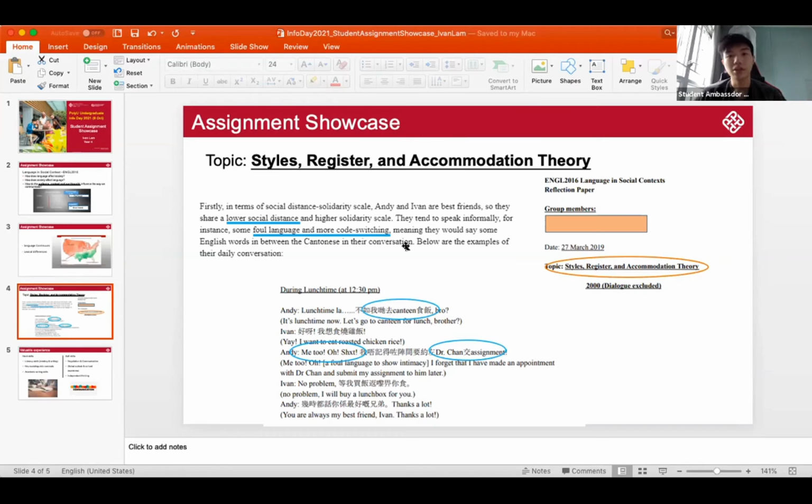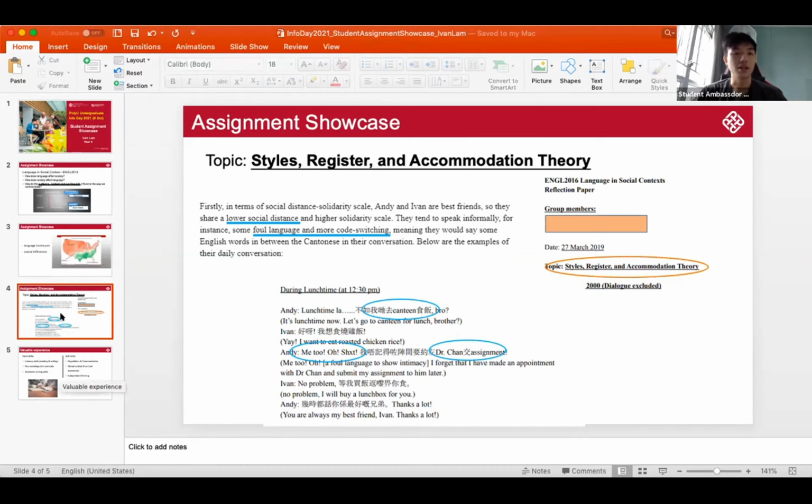Another concept is accommodation theory. It is about the language that we use when talking to different groups of people. For example, in this case, Andy and I are good friends and we are both native speakers of Cantonese, so it is normal that we will communicate this way. So this is a brief introduction to my assignments.